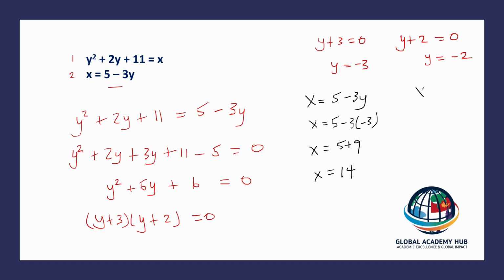Again, equation 2 says x is equal to 5 minus 3y. So x is equal to 5 minus 3 multiplied by minus 2. So x is equal to 5 plus 6. And so x is equal to 11.